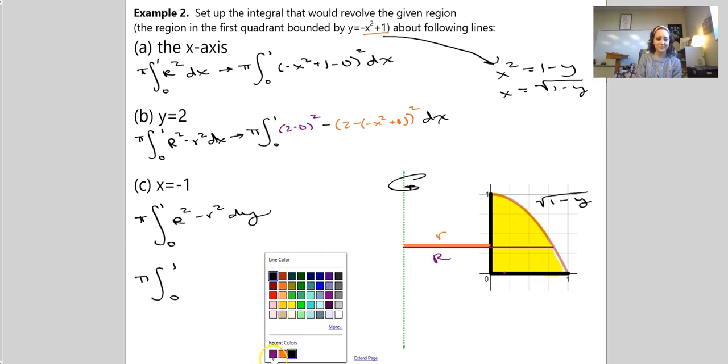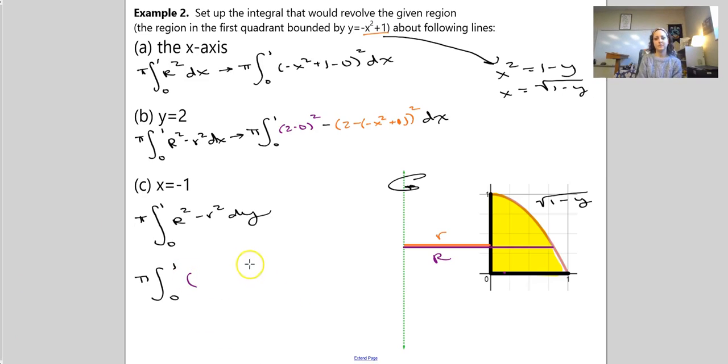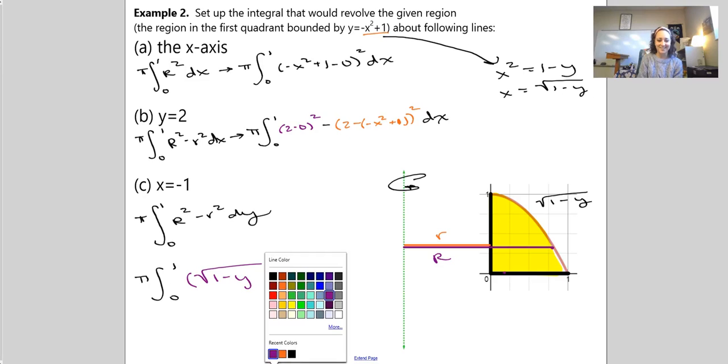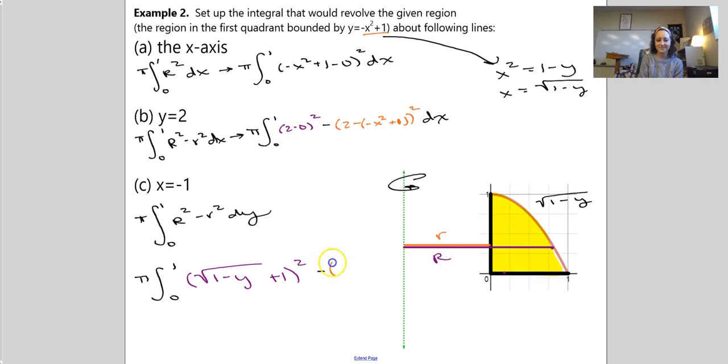All right, so capital R is going to be right minus left. So right is square root of 1 minus y, minus, and then this is negative 1, so minus negative 1 is plus 1. So that's capital R. Don't forget to square it. And then minus, and then little r. This x value is just 0, minus a negative 1, again, will be plus 1, quantity squared, and then dx or dy? dy. Notice everything is in terms of y's. We don't want to mix up those variables.